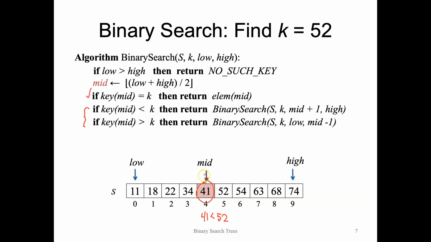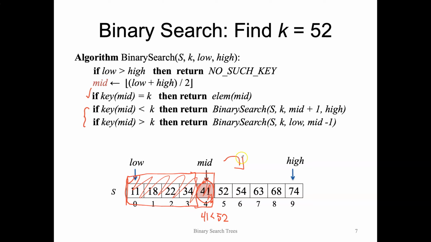So that means since 41 is smaller than what we're looking for, everything on this part to the left of that key, and even including it, is too small. So we don't have to look there. We know 52 isn't going to be there. We just want to recur on the right half.